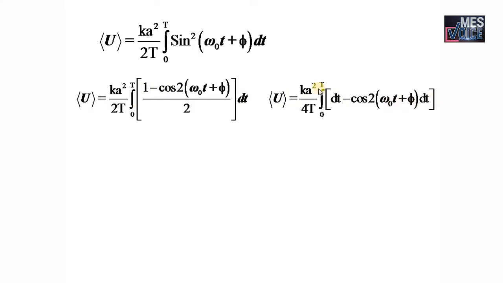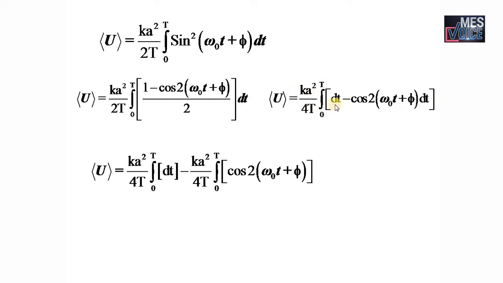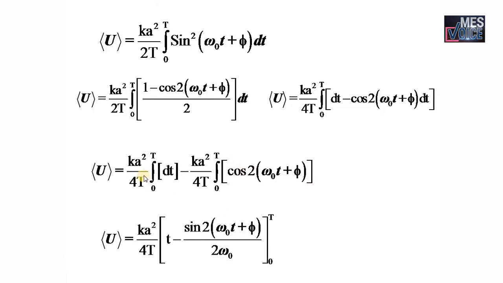This 2 can be taken outside. So outside you have a constant now, k²/4T. So now integration is simple, straightforward. You integrate dt, and in the second term you have to integrate cos(2ω0t + 5). Okay, that is very straightforward.